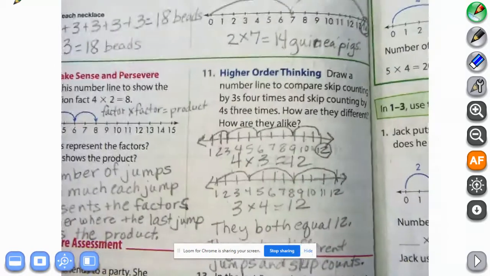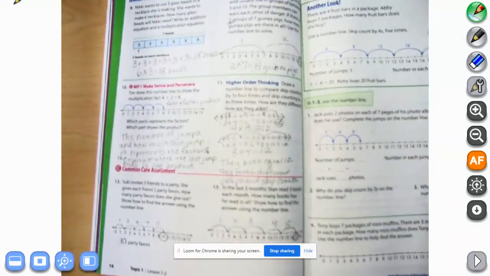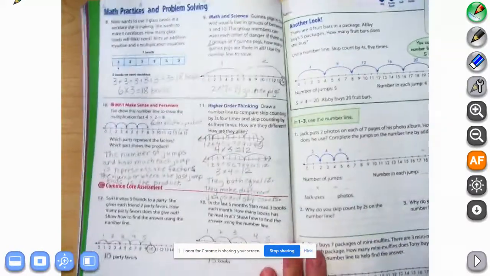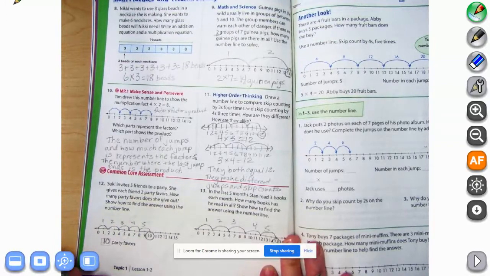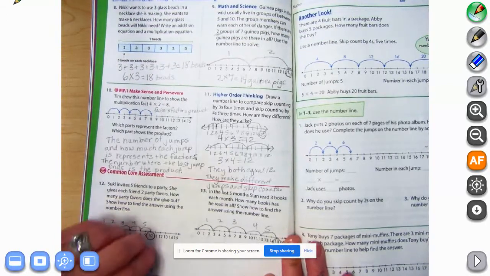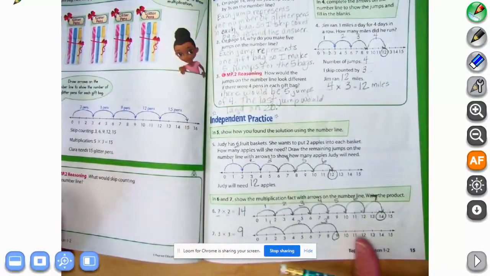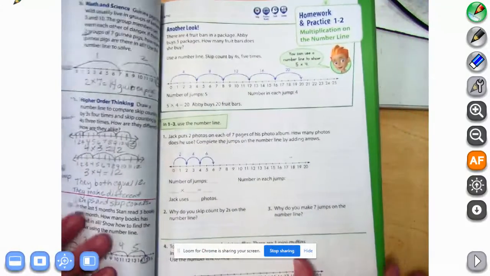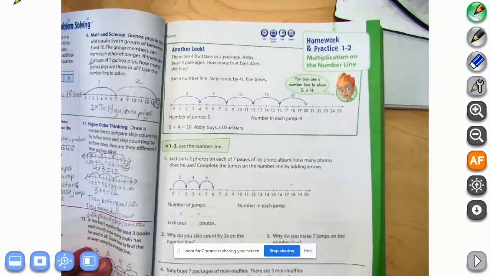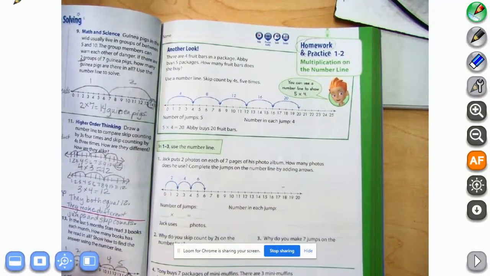All right, so on this page, your page should look like mine. Should have all this writing. So if you need to pause, if you need to go back, rewind, make sure that you get everything written down, because these are going to help you with your homework, okay? Homework is on page 17 and 18, okay? We need to do our homework, and we're going to be checking it on Friday.